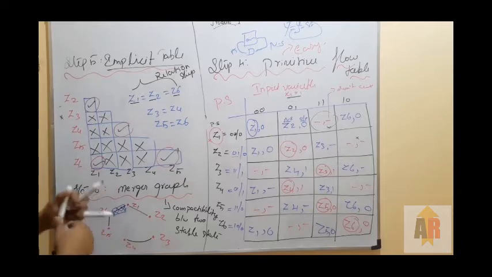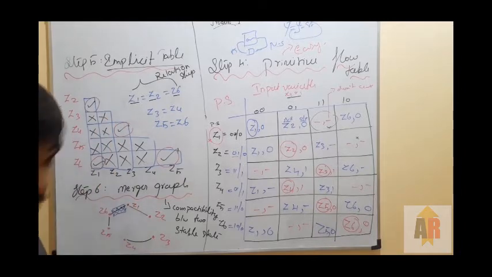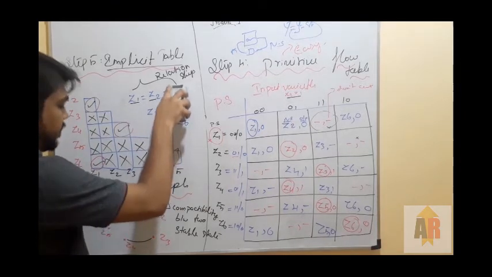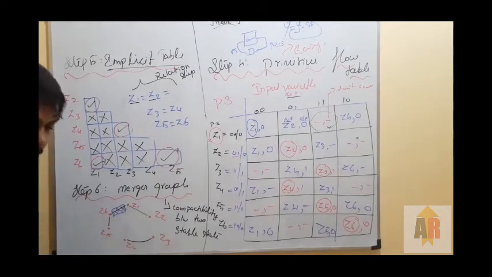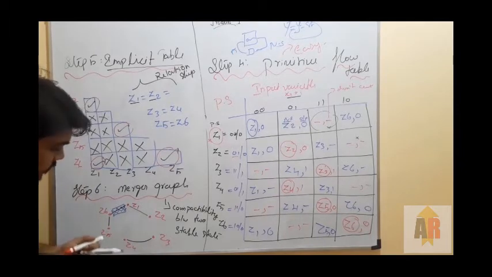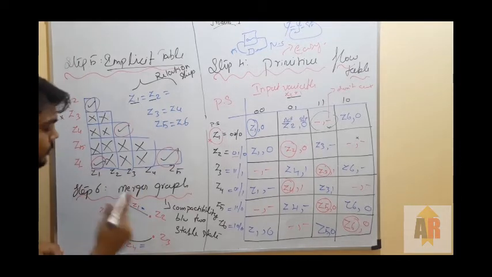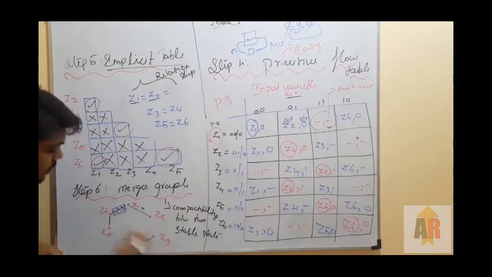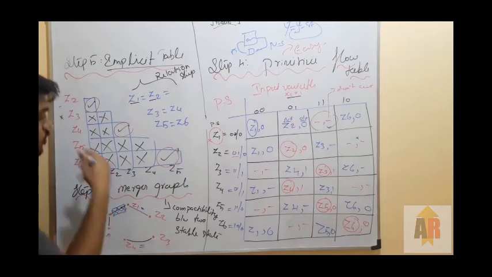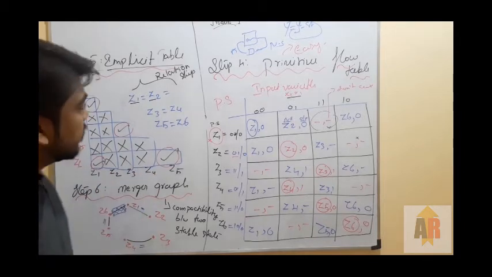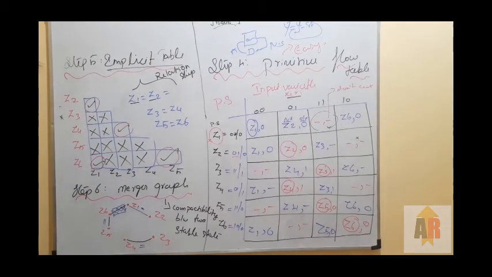Okay. Now we can move to this part. So from this process we can get a clear idea. Z1 is equal to Z2. Z4 is equal to Z3. And Z5 is equal to Z6. Got it? Then the next step is 5, 6 over.